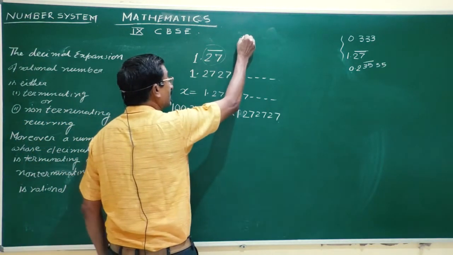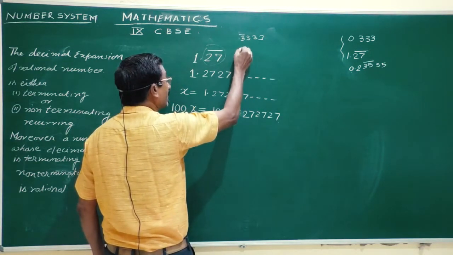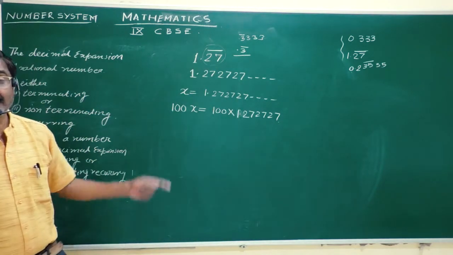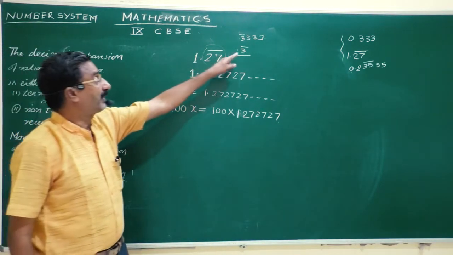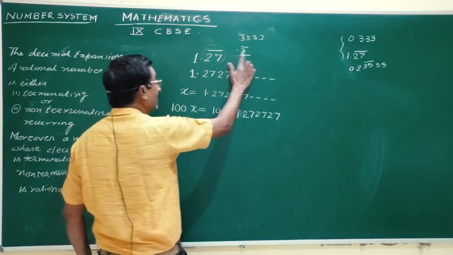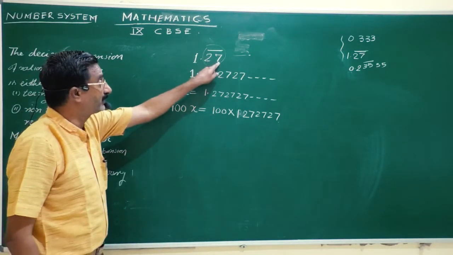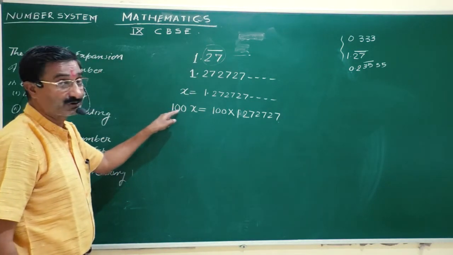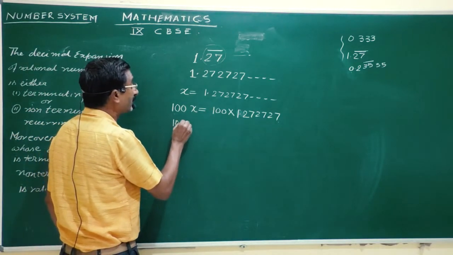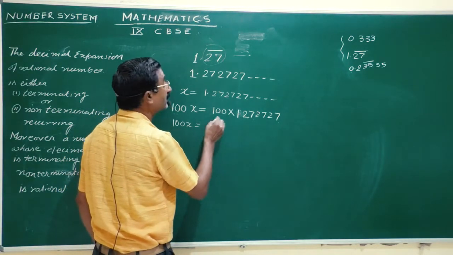In the previous case it is 0.3333. So 3 bar is there, 0.3 bar means there is one number which is repetitive in nature, so it was multiplied by 10. Here in this case it is multiplied by 100 because there are 2 digits. So I am using 2 zeros after 1. So this is 100x is equal to 100 multiplied by this value.